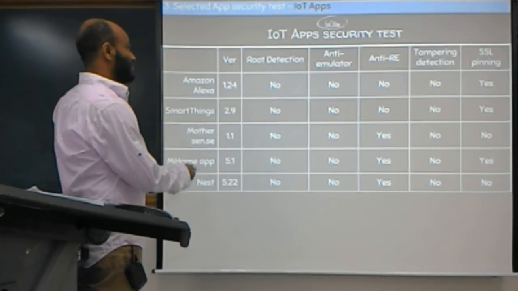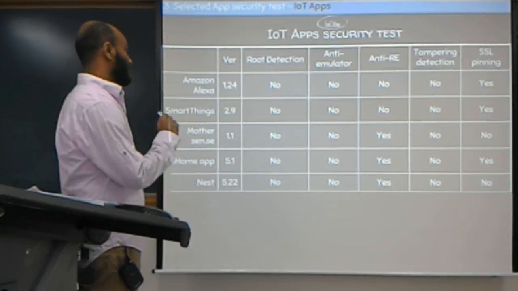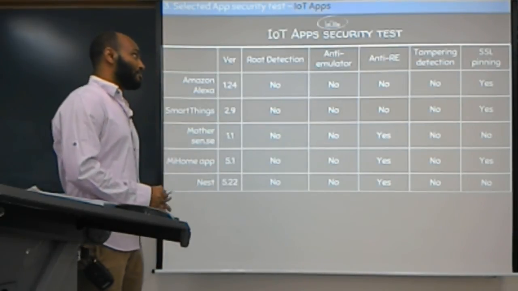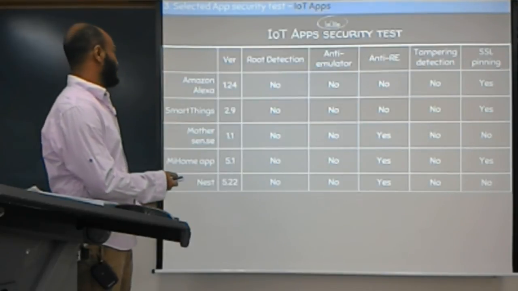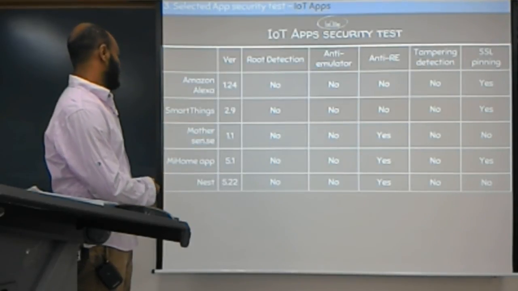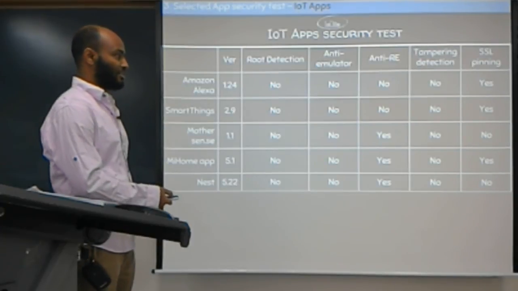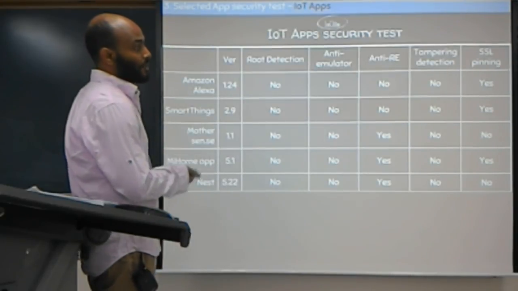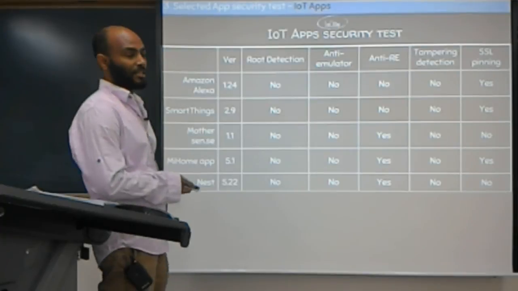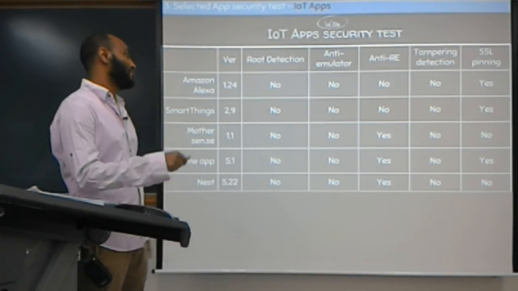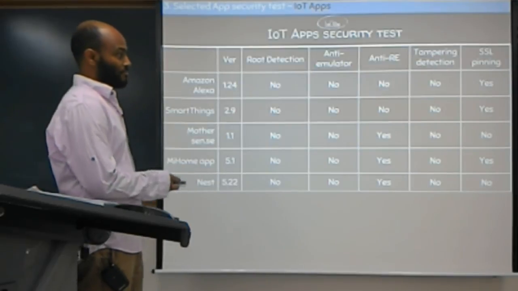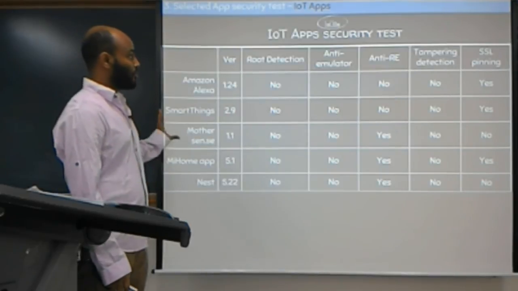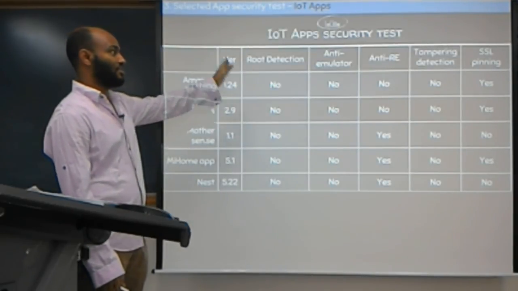None of them detect a rooted device, and none of them detect if the device is an emulator or not. And the MotherSense, Xiaomi, and Nest applications don't even try basic obfuscation methods. None of them detect tampering. You can insert your code into it, rebuild it, and then you can do whatever you want. But most of them, except MotherSense and Nest, use SSL pinning. So I tried to test based on these criteria.